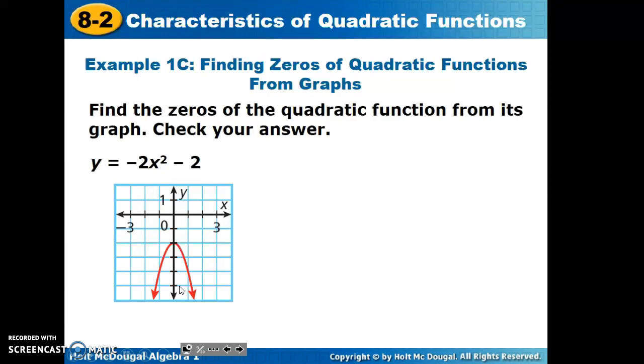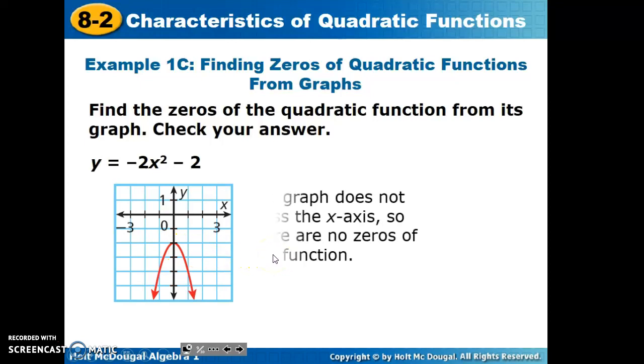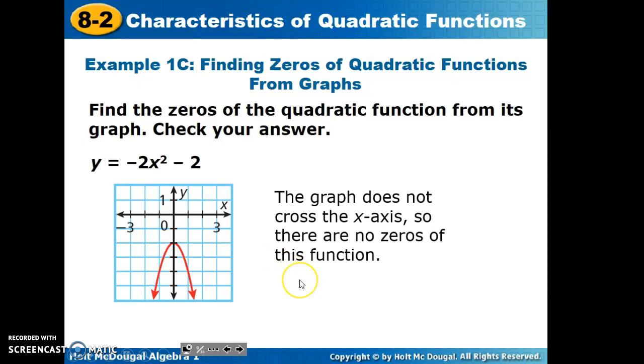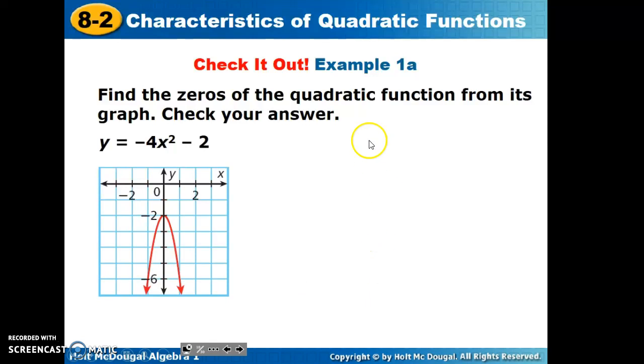Now on example 1c, it says find the zeros of this function from its graph and check your answer. Remember, the zero is the x-intercept. This parabola does not touch the x-axis, and therefore there are no zeros of the function. But we still have the function, and we can still talk about other parts of it. I want you to check it out. Find the zeros of the quadratic function by looking at the graph, and then check your answer.